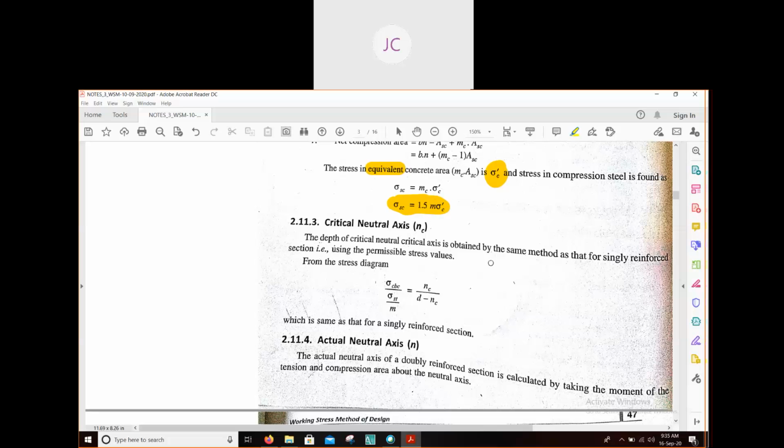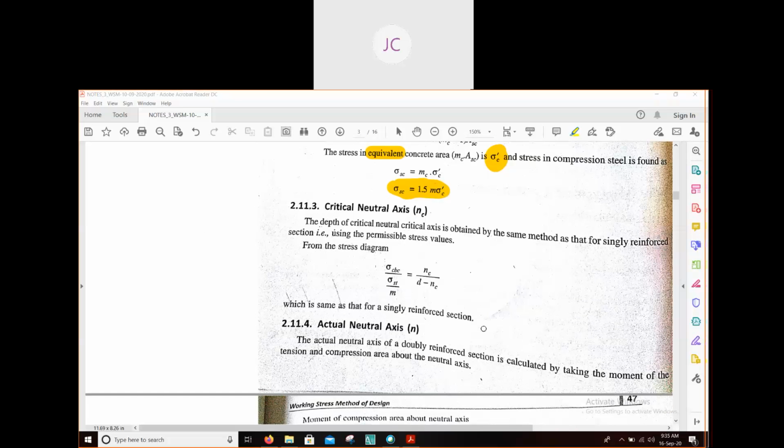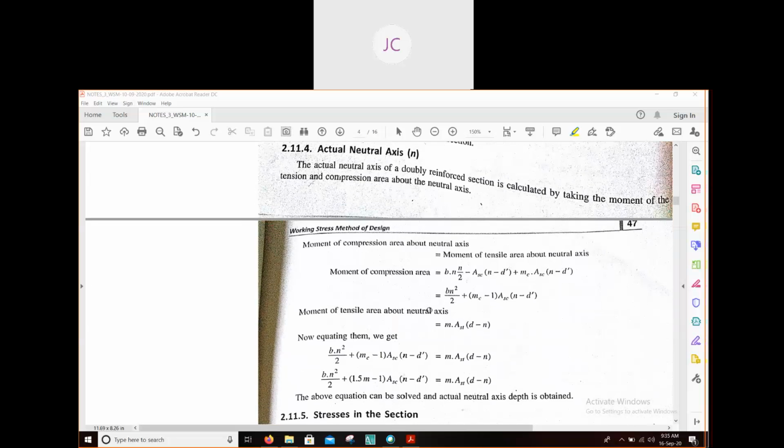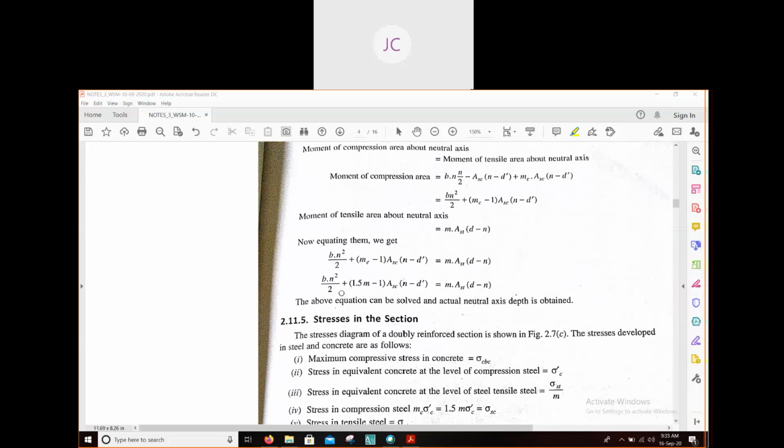Okay, next our aim will be to find the critical neutral axis. The same formula we will use; you can see this formula we have used so many times. It is written here. It is the same as that for a singly reinforced section. Then we will find the actual neutral axis. The actual neutral axis is written by a small n. You can see the formula here.